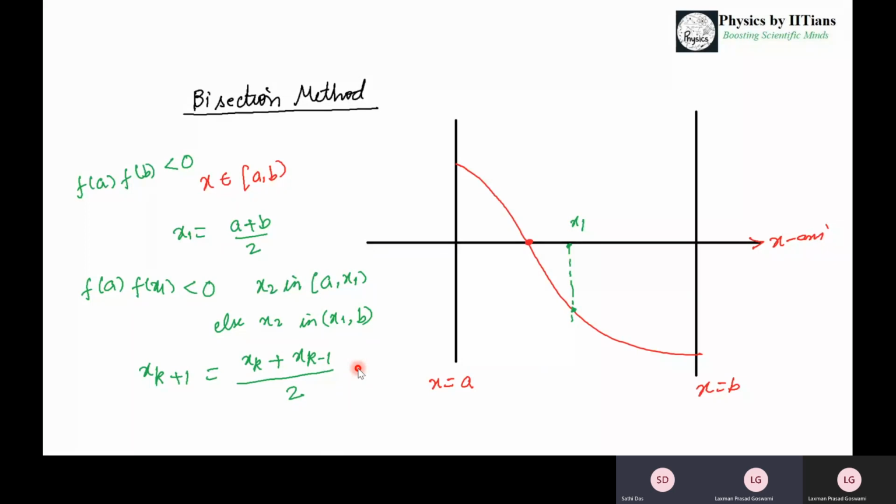The point should lie between x equals a and x equals x1, because x1 is on the positive side. Yes, the first one will lie between x equal to a and x equal to x1. Then we will find the signs. The next point will be (a plus x1) by 2. Then again we will find the sign at x equal to x2, and then we will see where the point lies. We can understand this with an example.